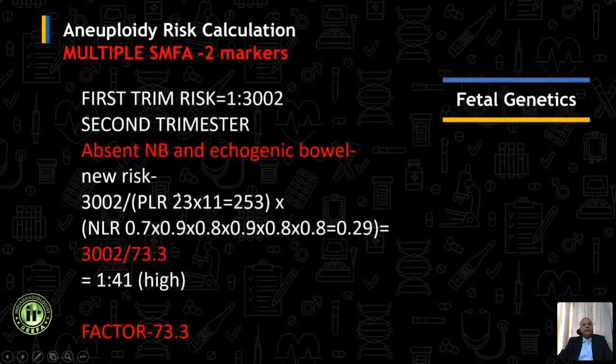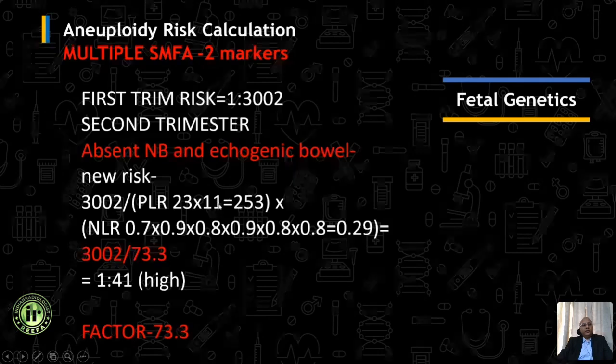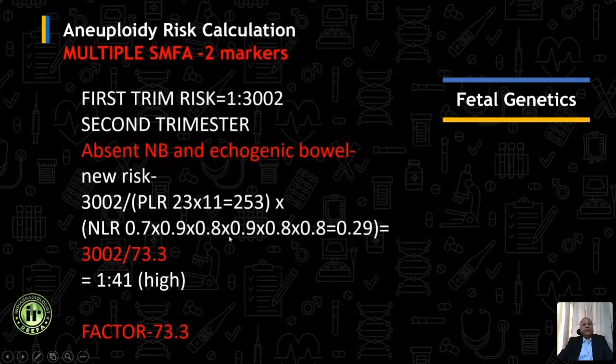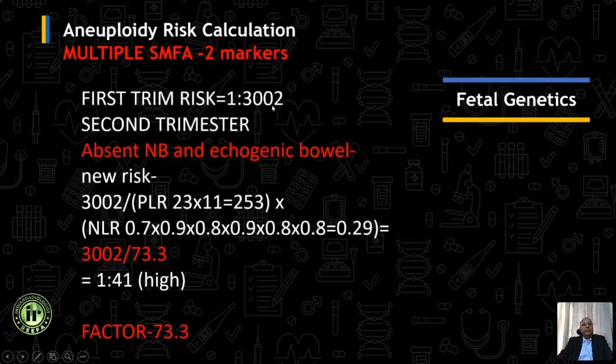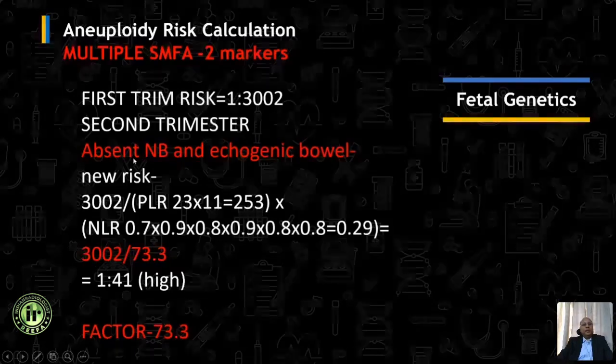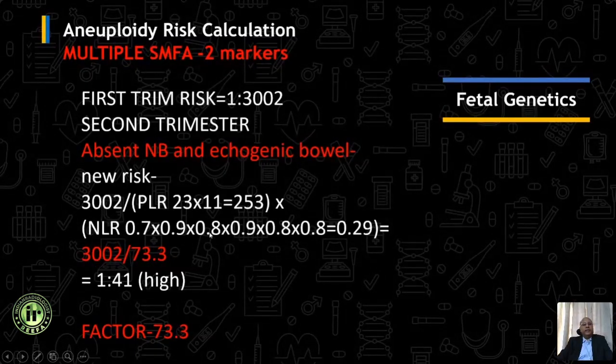So among the 8 markers, 2 are present in the fetus. So we multiply the positive likelihood ratios of these 2 markers. Then the other 6 markers which are absent, we take the negative likelihood ratios and multiply all of them. Then we multiply these 2 numbers and we get a single number, which is 73.3. This is divided by the first trimester risk to arrive at a new risk. So because of the 2 markers, you can see that a risk of 3002 has become a risk of 1 in 41, which is high, and the factor we have used is 73. So if you have a combination of absent nasal bone and echogenic bowel, the factor will be 73.